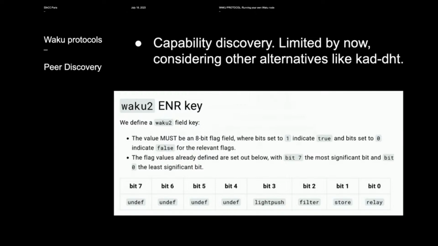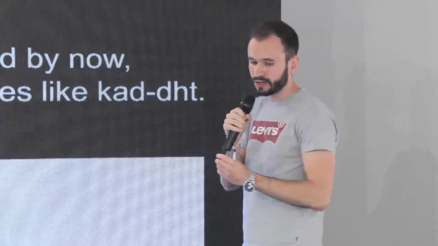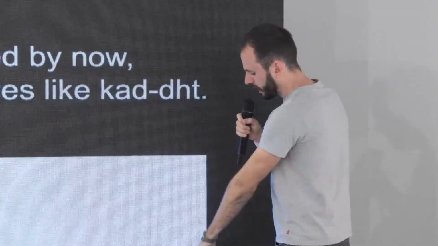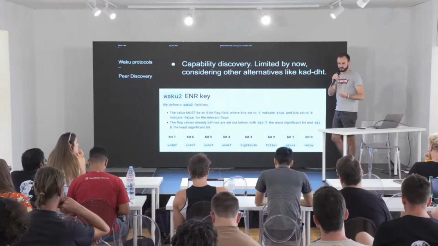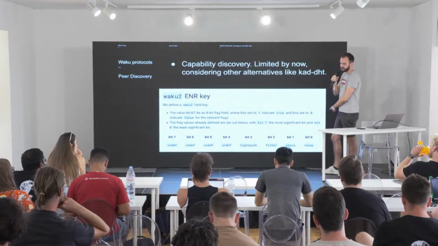In this ENR record, we have different bits. Maybe it's too small, but we have bits or flags, right? We have relay, we have store, we have filter, and we have light push. These four are not implemented right now. So what does it mean? If you are running relay, then you will have true or one in this field, and you will advertise to other nodes that you support this protocol.